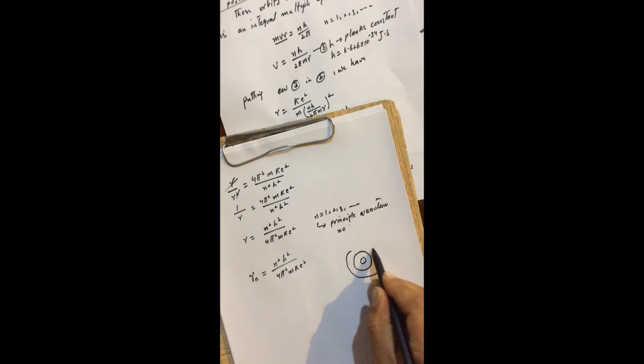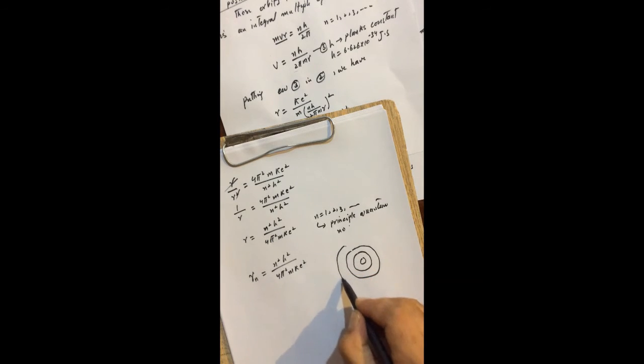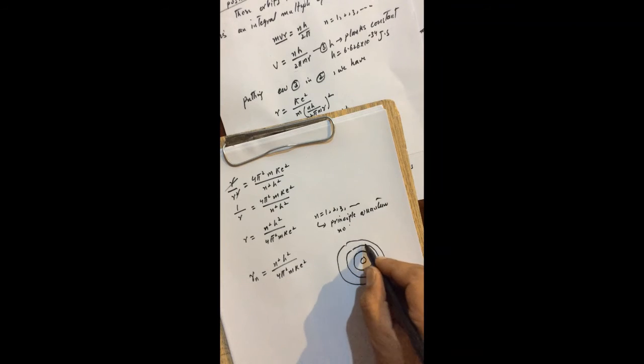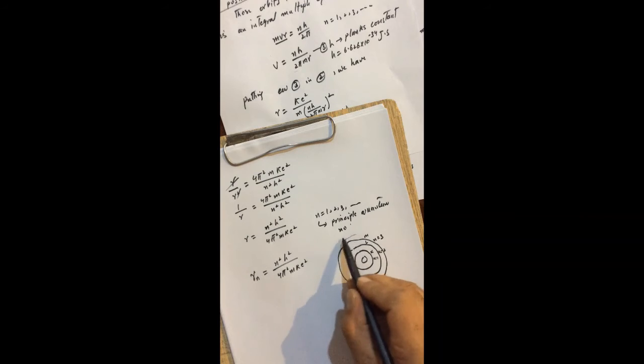Now we have hydrogen atoms. We have the nucleus, and outside the nucleus we have different shells. This is the K shell, this is the L shell, this is the M shell. For the K shell, the value of n is 1. For the L shell, the value of n is 2. For the M shell, the value of n is 3, and so on. We have different shells here.